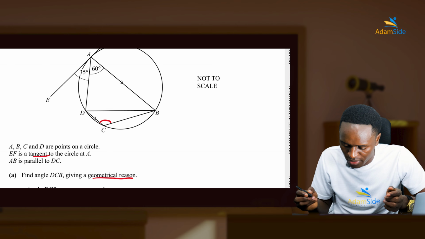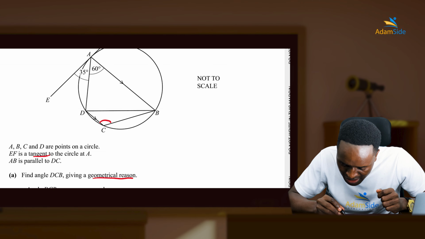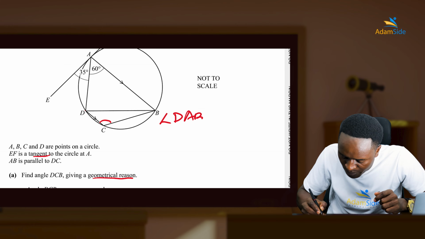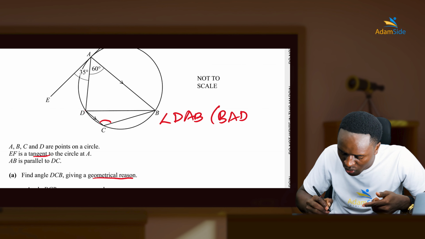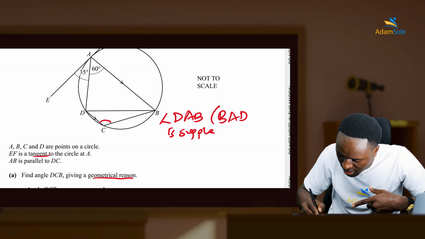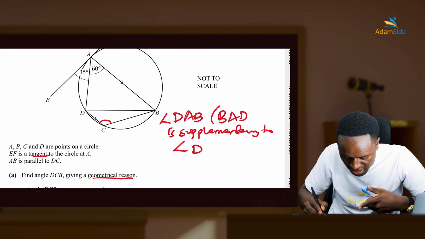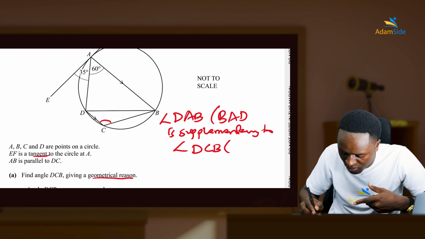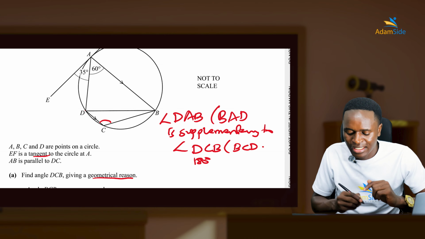ABCD is a quadrilateral. So if you have a quadrilateral, in that case this angle DAB, or some can call it angle BAD, is supplementary to angle DCB, or we can call it angle BCD. The same. So what do we understand by supplementary? They add up to 180 degrees.